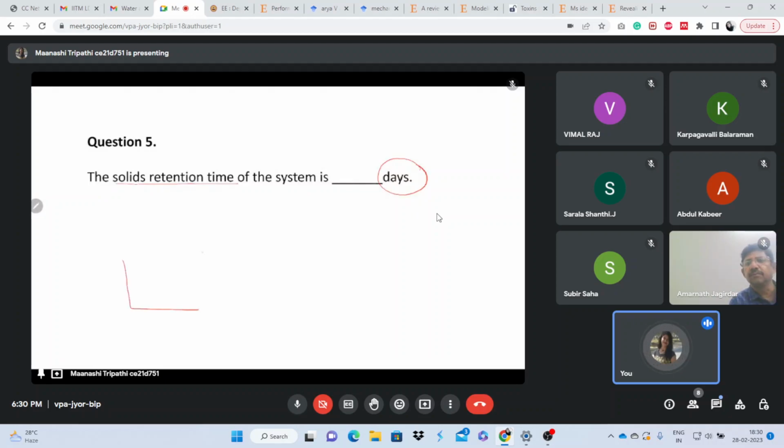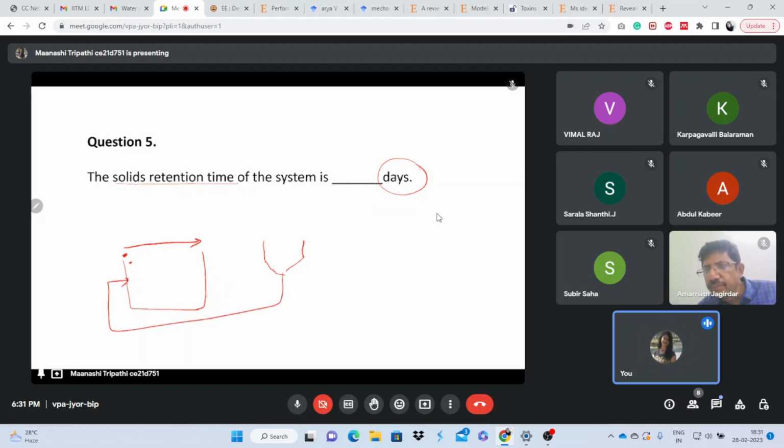When we say hydraulic retention time, we talk about a particle of water moving from this end to this end. But when we say solid retention time, we talk about a biomass which is moving from this system to this system. Just because in ASP we have some return option, something will come back. So the retention time increases for that particular bacteria. That is why it is in days. So that is what we call solid retention time.